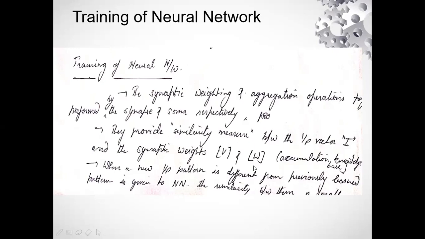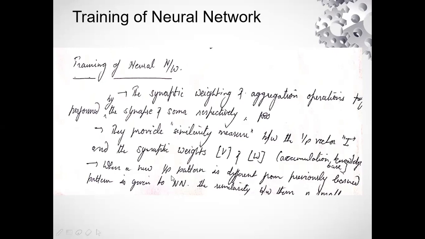My objective is to make the neural network learn about the input vector I, and that can be done with the help of the weights by changing the weights. So the accumulated knowledge base should be similar to I. जब तक accumulation knowledge base similar नहीं होता I के, तब तक हम ट्रेनिंग करते रहते हैं.